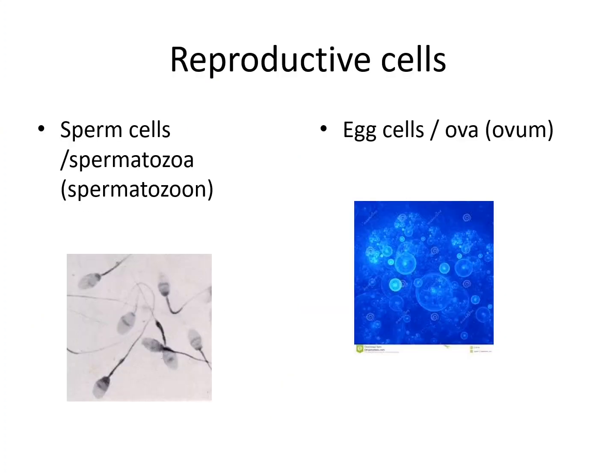Now, let's try to compare reproductive cells, sperm cells for the male and egg cells for the female. Another term for sperm cell is spermatozoa, for singular, spermatozoon. Another term for egg cell is ova, and for singular, it is called ovum.